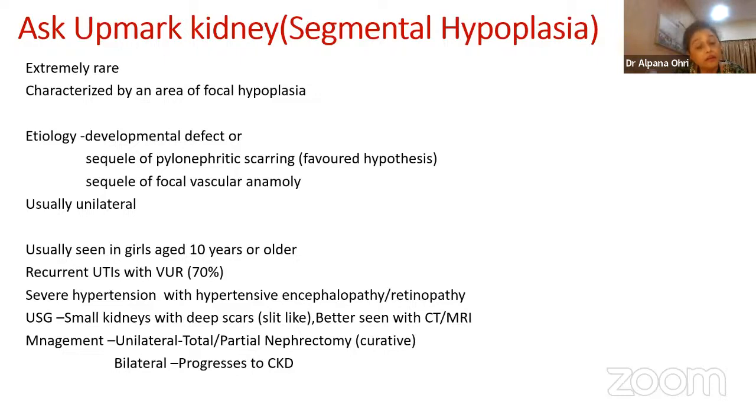Management: what is very surprising is if it's a unilateral disease, a total or partial nephrectomy is curative in such children because the hypertension is purely renin mediated. And it can be bilateral in a few percent of individuals; if it's bilateral, it progresses to CKD.